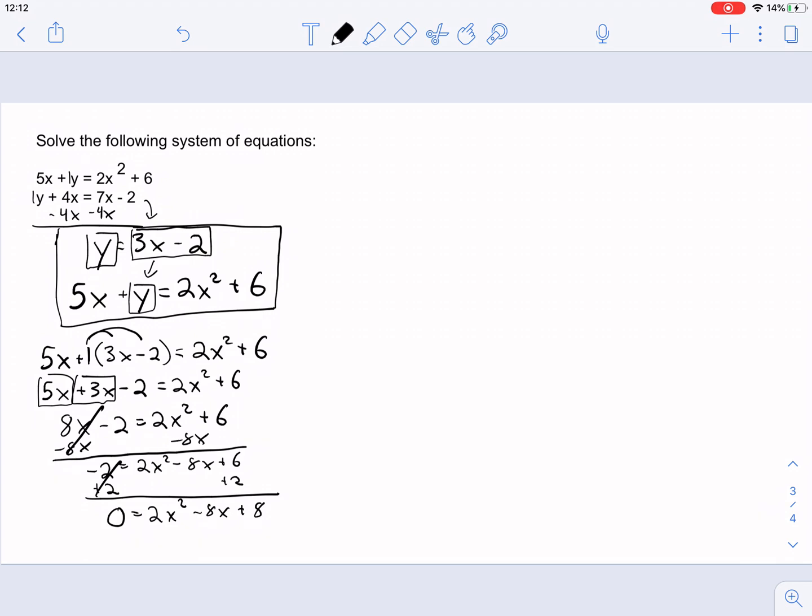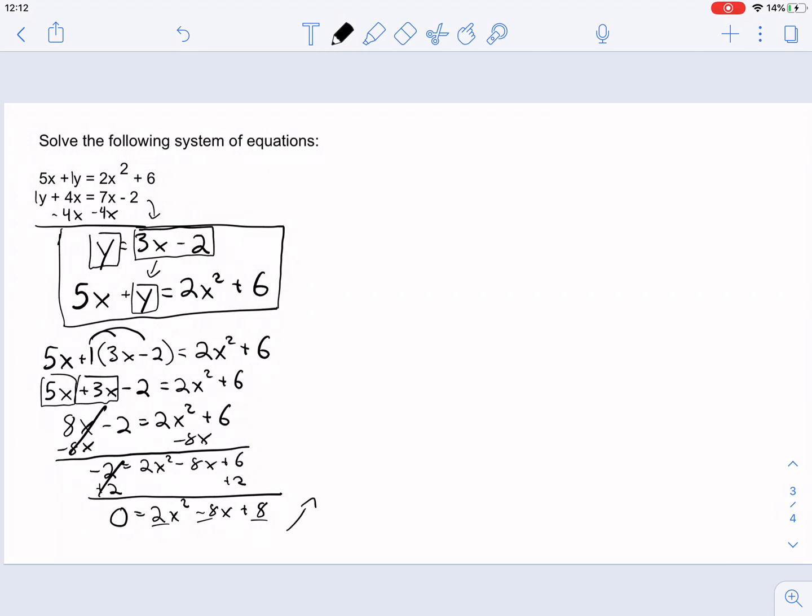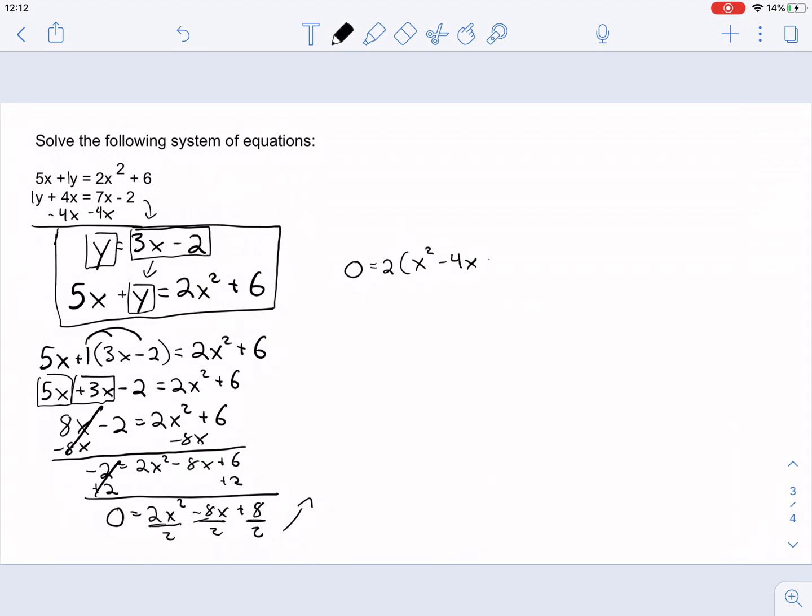So now I have to solve this. I'm going to see if I can factor. The first thing I notice is that I have a GCF of 2. So I can factor out that 2, and I'm left with 0 equals 2, parentheses. I can divide every term by 2. 2x squared divided by 2 is x squared. Negative 8x divided by 2 is negative 4x. Positive 8 divided by 2 is positive 4.